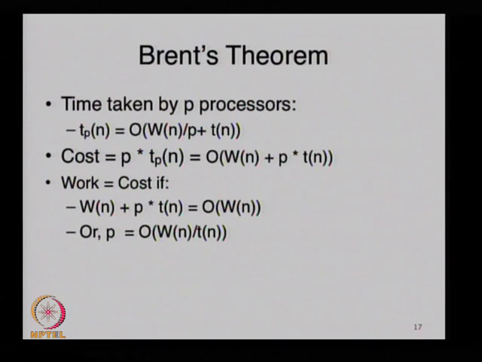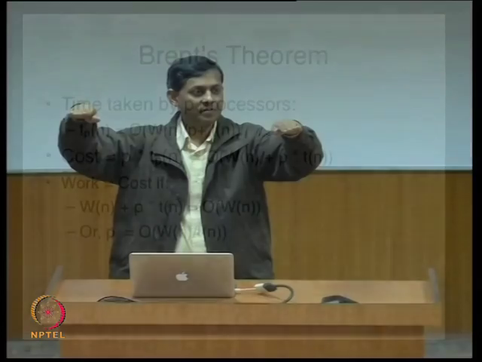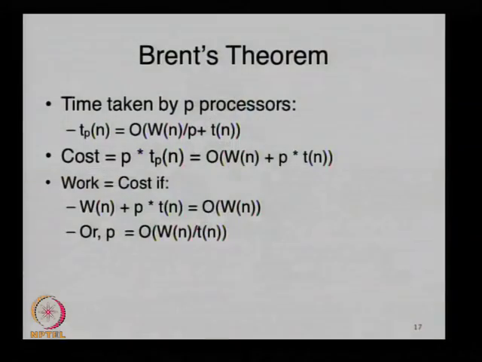If Tn is bigger, then it's order Tn. If Wn over P is bigger, then it's Wn over P. So if you want to make sure that neither of them is bigger, you bring them to the same level, asymptotically. And so you say Wn plus P times Tn should be order Wn. If that is the case, then P should be order Wn over Tn.